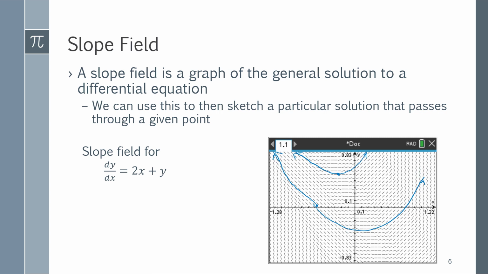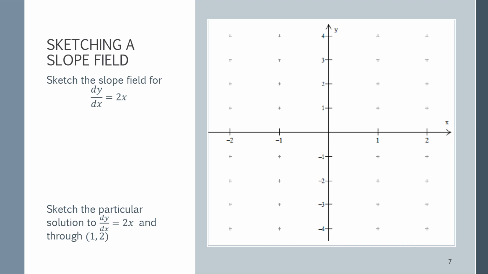Slope fields look intimidating to make, but they're actually not that hard to make. I actually really enjoy drawing out slope fields. Because all it is that we have to do is we take each coordinate point, plug it into dy/dx, and see what's the slope. So here, we're going to make a slope field for dy/dx equals 2x. And after that, we'll sketch a particular solution that goes through the point (1, 2).